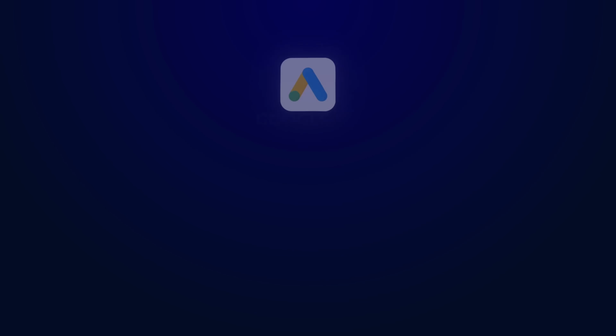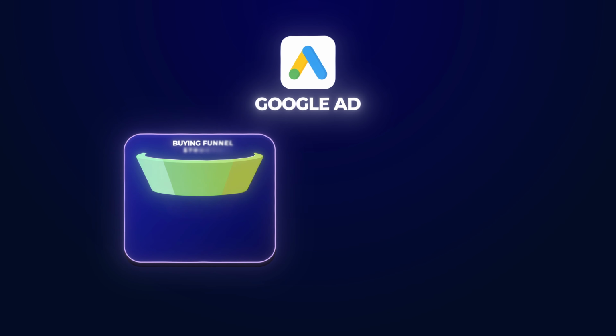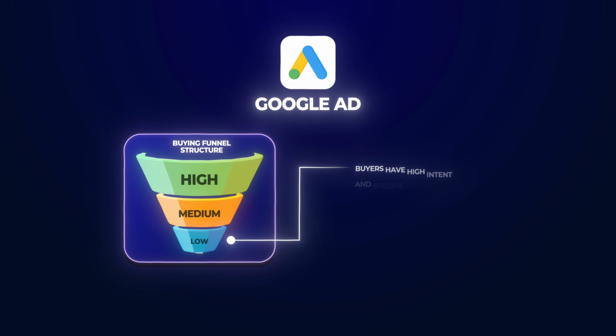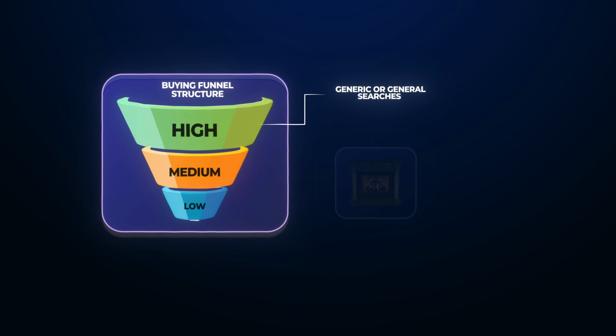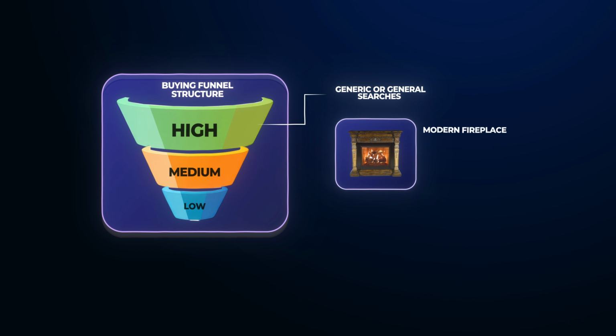So in terms of setting up the Google Ads, we want to set it up using a buying funnel structure, meaning that the funnel is going to be divided into 3 sections: high, medium, and low. And we want to focus on the low funnel where buyers have high intent and specific needs for our product. For example, a very popular high ticket product is going to be fireplaces. And in our top of funnel, aka the high funnel, we want to show up for generic or general searches such as fireplace, modern fireplace, 36-inch fireplace, all types of words and combinations that have to do with fireplaces.